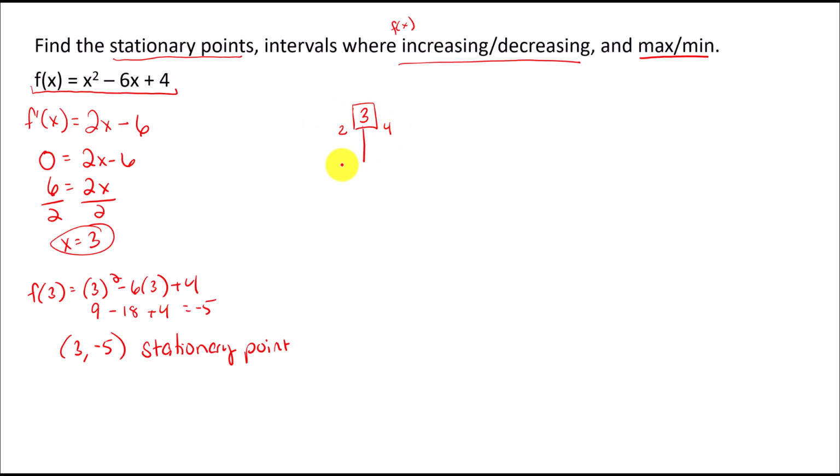And for this part, for our sign chart, we always use the derivative. So if you need to make a note of that, do it. But this is always done with the derivative. So I'm going to say f prime of 2. I'm going to plug 2 into my derivative. And in this case, I'm going to get -2. Now, I don't care about the value. I just care that it's negative. So to the left of 3, my derivative is negative. F prime is less than 0.